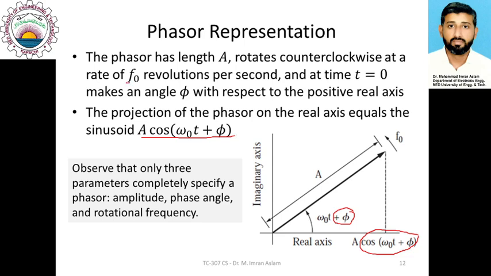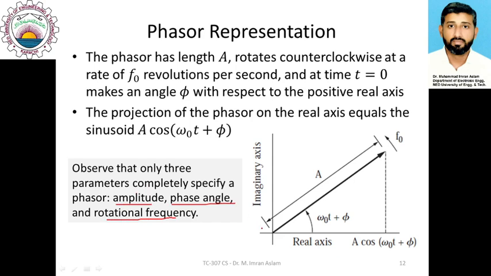Since we have the third piece of information, which is f naught, the frequency in revolutions per second, we take this to be a rotating phasor. So this phasor is actually rotating with a frequency of f naught. We have represented the arrow here to show that this phasor is not constant, it is actually changing with respect to time, and the rotational frequency is represented by the frequency of the wave, which is f naught. You can see that this phasor representation has all three parameters needed to completely specify the phasor, which are amplitude, phase angle, and rotational frequency.